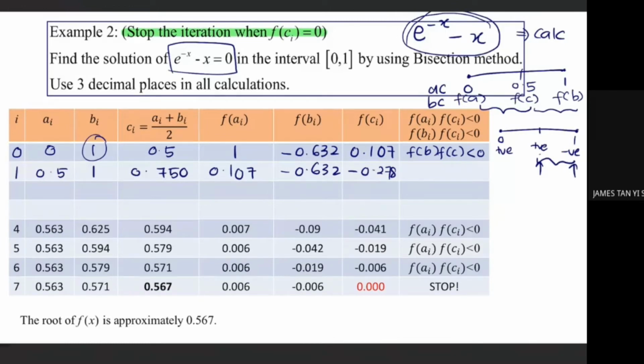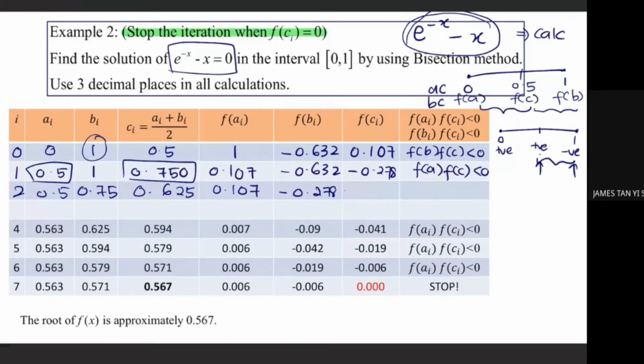AC or BC. So we choose A and C because they have different signs. So for the second iteration, choose 0.5 and 0.75. And then find the middle point: 0.5 plus 0.75 divided by 2, you will get 0.625. And then substitute the values of F. Here we choose FA and FC again, and then proceed with the iteration.